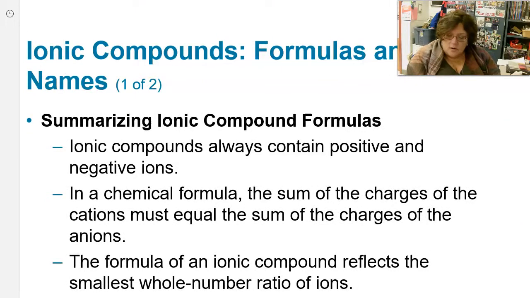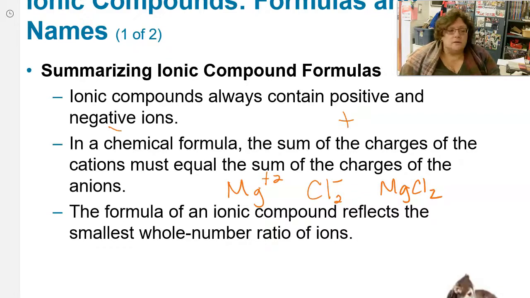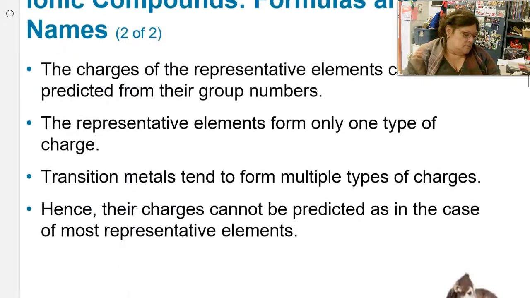So if we summarize our compounds, ionic compounds contain positive and negative ions. In a chemical formula, the sum of the charges of the cations must be equal to the charges of the anions. So if you have Mg plus 2 bonding with chlorine, who has a -1, you're going to need 2 chlorines in order to use up both magnesium's ions. The formula of an ionic compound reflects the smallest whole number ratio of ions.